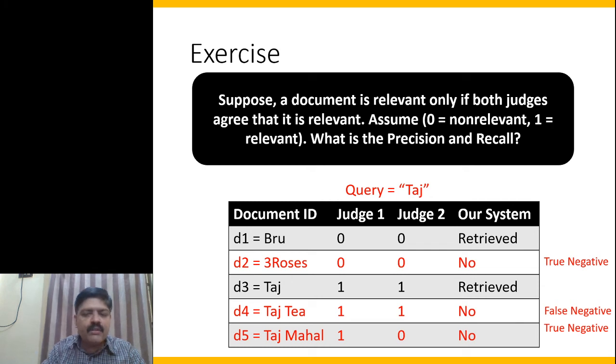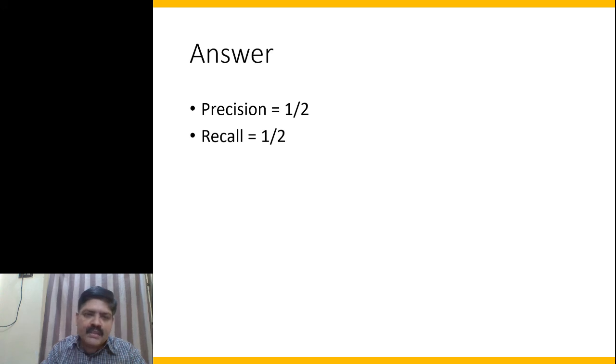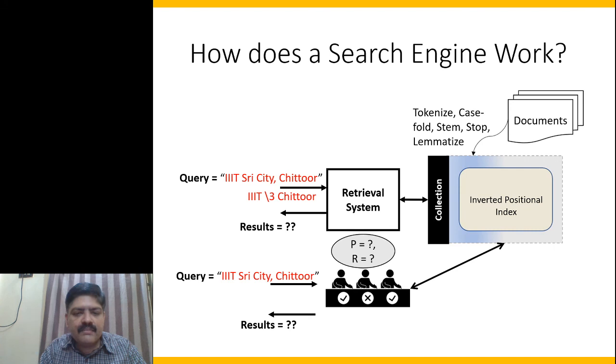So these are true negative documents. But D4 is a false negative document. It should have been a positive document, so we call it a false negative document. Now that we know what the true positives and true negatives are, we have the formula to put this in and get the precision and recall. So the answer is 1 over 2 and 1 over 2 for both precision and recall. I hope that is clear to you. So now we have a way to quantify the goodness of our system.